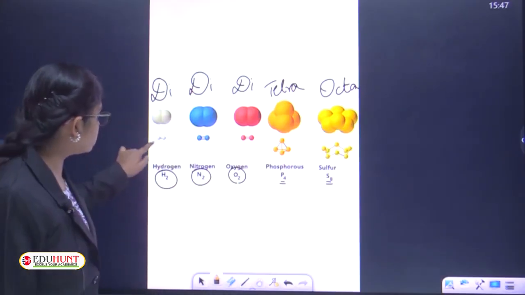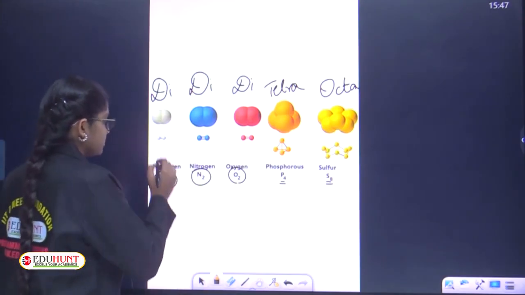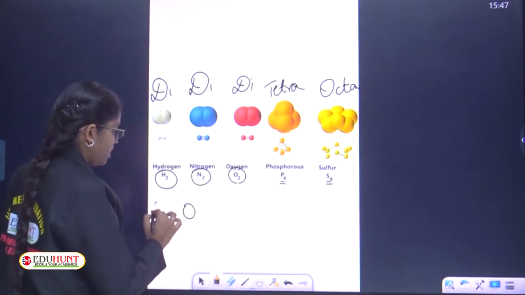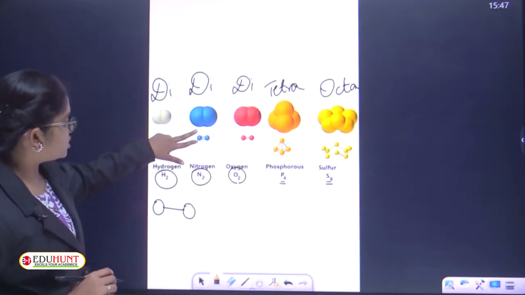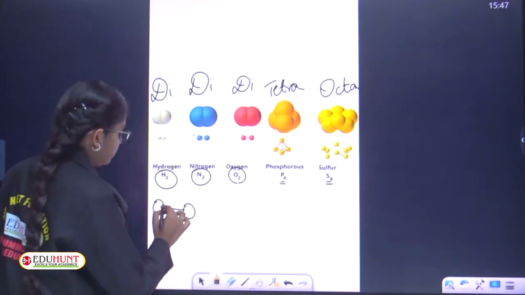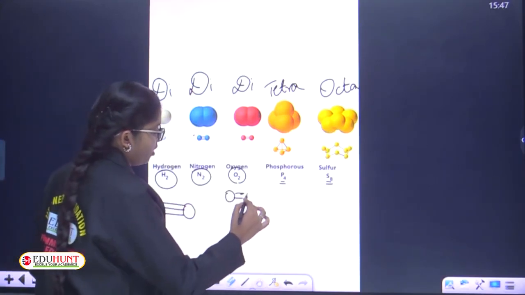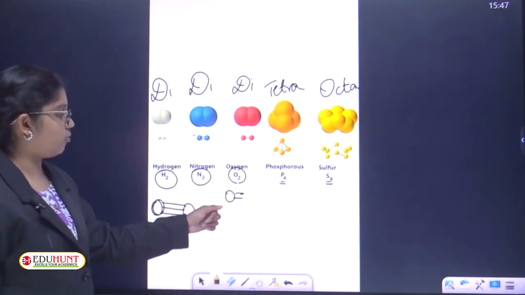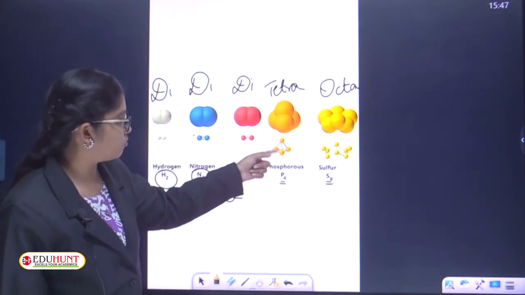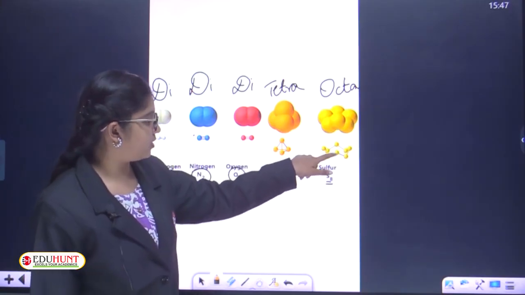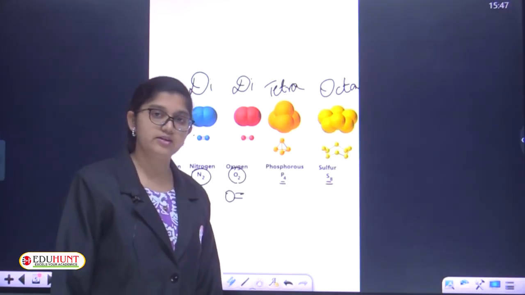Can you see, children, how the 2 hydrogen atoms are bonded with a single bond? Here, nitrogen is bonded with a triple bond, and oxygen is with a double bond. 2 atoms of oxygen come together with a double bond. And phosphorus has 4 atoms, each with a single bond. Sulfur is also 8 atoms with bonds in between. This is all about atomicity.